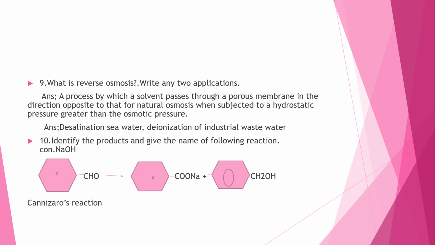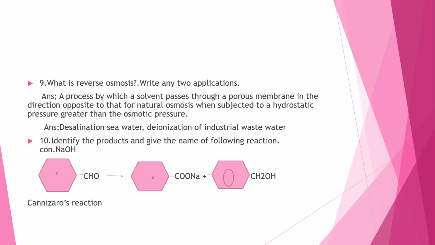What is reverse osmosis? Write two applications. It is a process in which solvent passes through a porous membrane in the opposite direction, that is from low concentration to high concentration, opposite of natural osmosis, when subjected to a hydrostatic pressure greater than the osmotic pressure. All the applications of reverse osmosis are related to desalination of seawater and deionization of industrial water. All are related to purification of water.